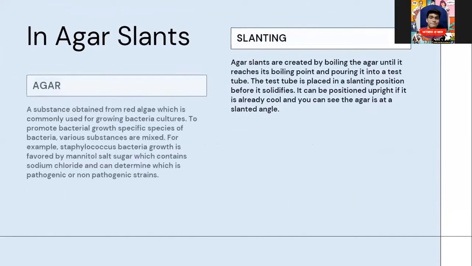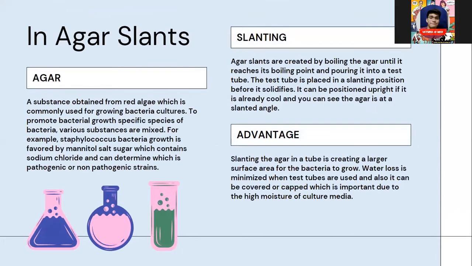The advantage of agar slants. Slanting the agar in a tube creates a larger surface area for the bacteria to grow. Water loss is minimized when test tubes are used, and also it can be covered or capped, which is important due to the high moisture of culture media.